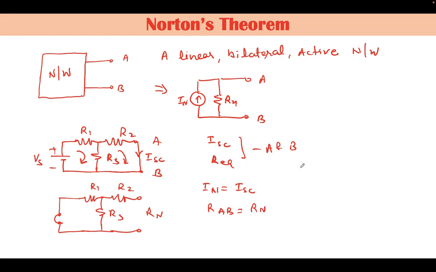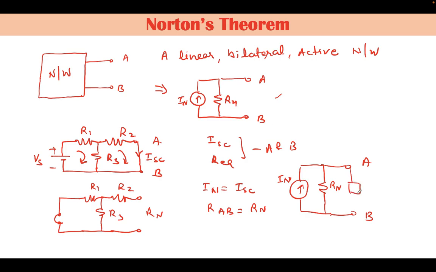Now the equivalent network can be drawn as same as that of this one. This is IN, where IN is equal to ISC. The ISC is calculated across terminal A and B. Now in this network, Rn is known to us, IN is known to us. This is known as the Norton equivalent network.